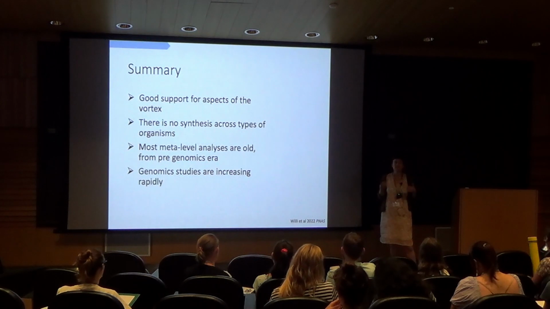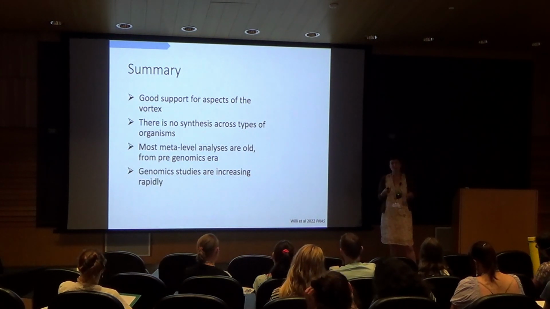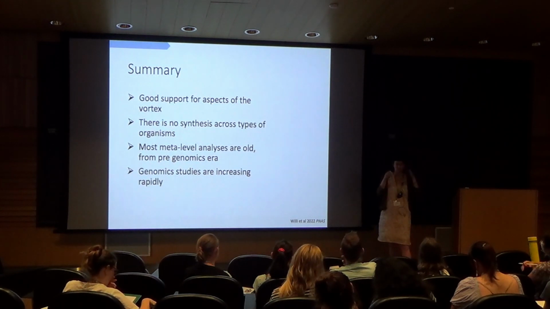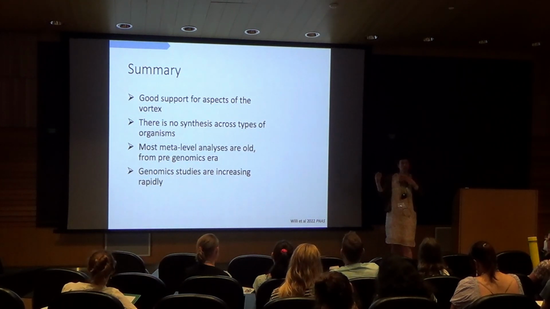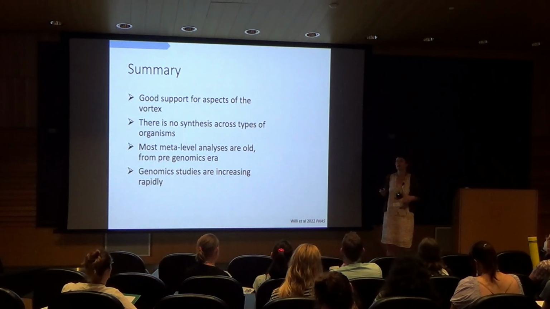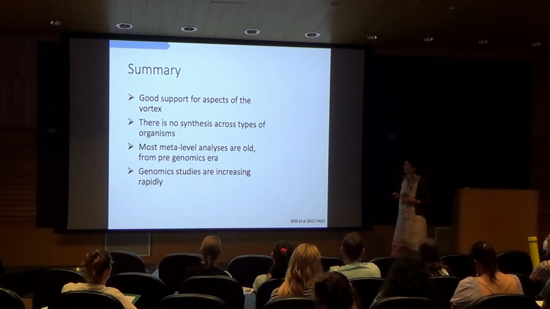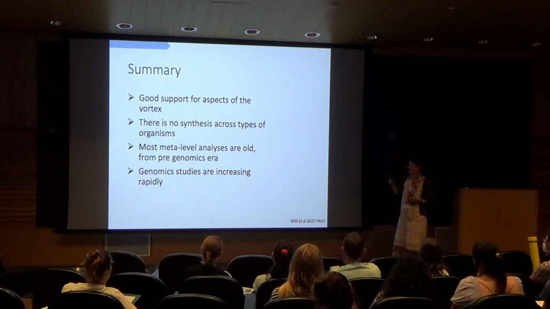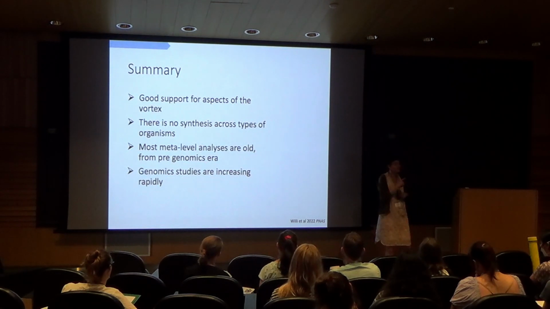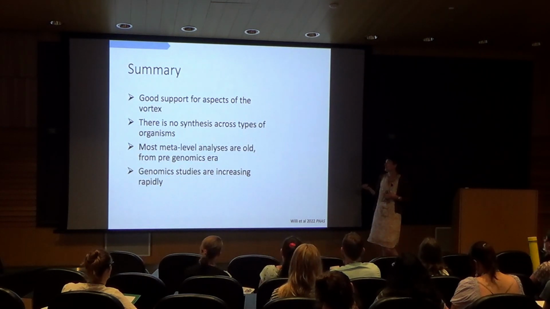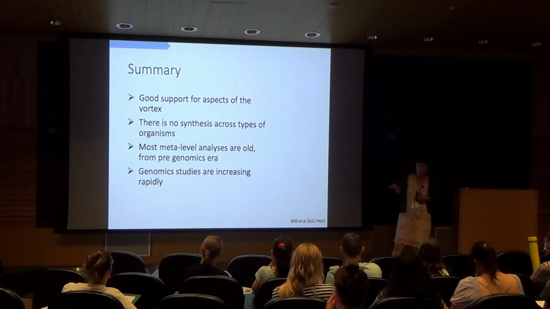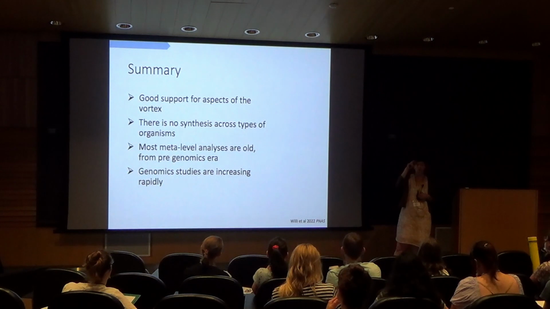There are many meta-level analyses out. Unfortunately, they're all relatively specific in the taxonomic group they're focusing on. So this one on plants was relatively extended in its scope in this regard. Most meta-analyses are old, from a pre-genomics era, and now having seen all the exciting results that have come out recently, I think there is really an opportunity for getting on board here and doing this meta-analysis on the different aspects of the vortex. I think that would be super important.